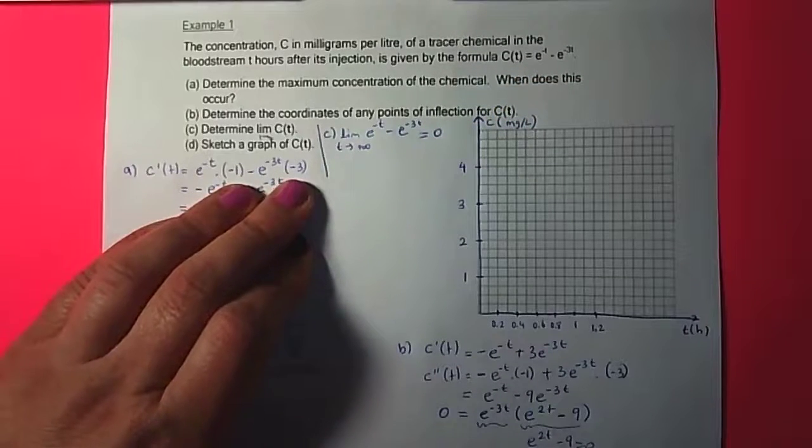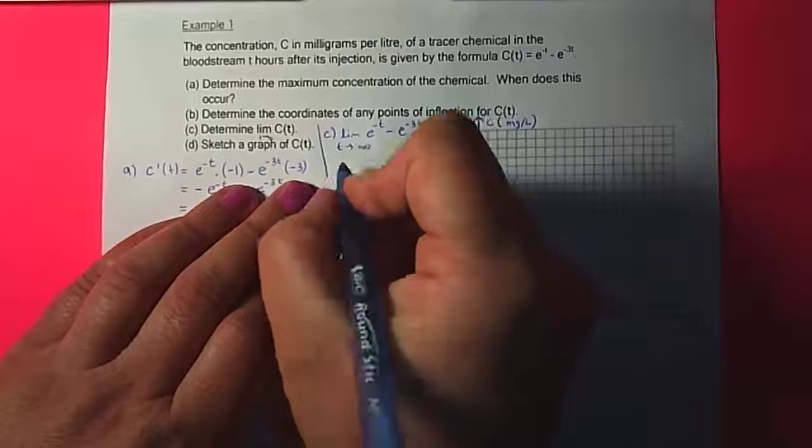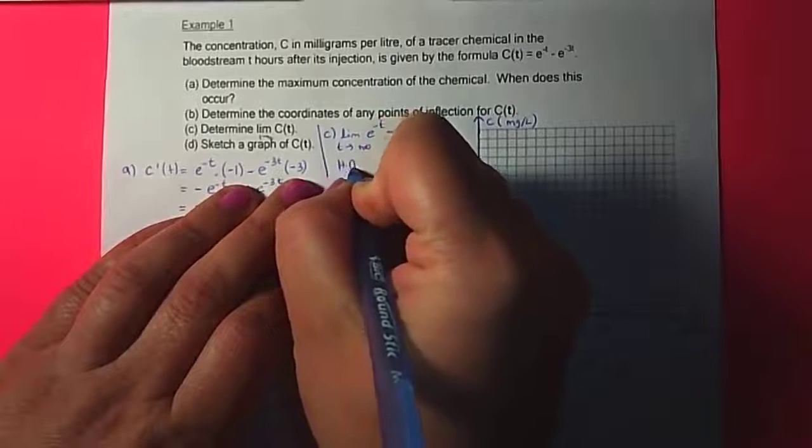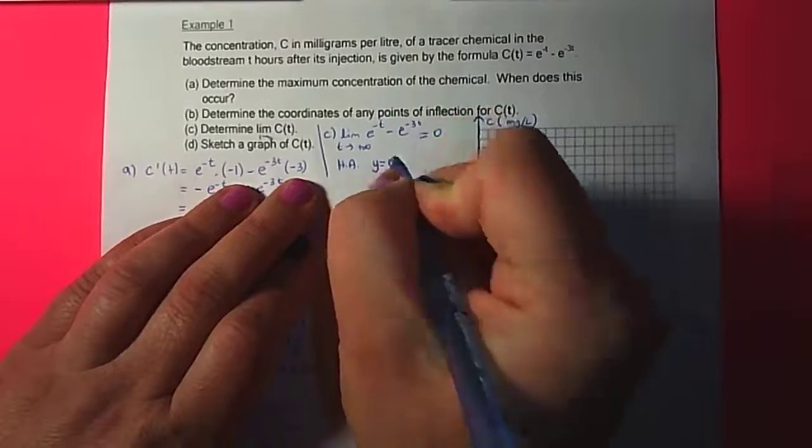And again, from the first video, we learned that the limit of the function as t or x approaches infinity gives you the equation of the asymptote. So this is also our horizontal asymptote, that is y equals 0.